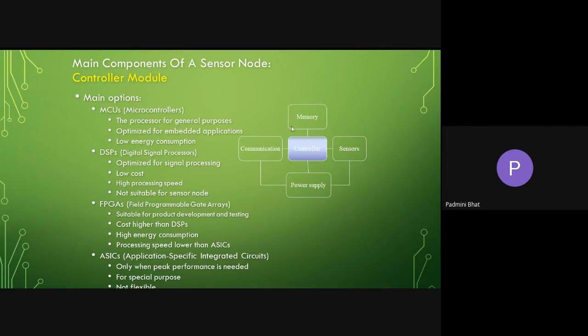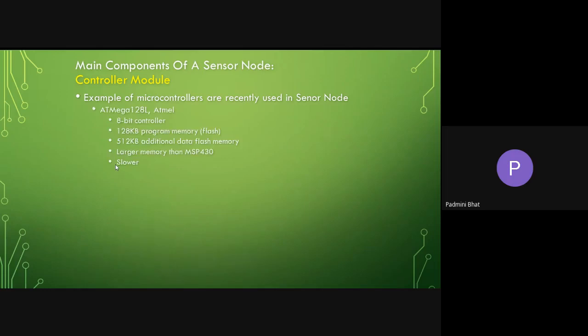So if you see practically, those who are doing any mini project, you would have realized, or now you are working with a wireless sensor for your project. At least while reading you would have come across that for a wireless sensor, the microcontroller is the most used one. Microcontroller examples recently used are Atmega 128L. Okay, it is an 8-bit controller, 128 KB program memory, 512 KB additional data flash memory, larger memory than MSB 430. But it is slower in processing.